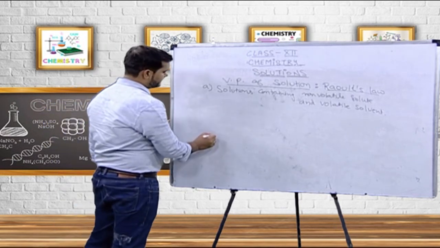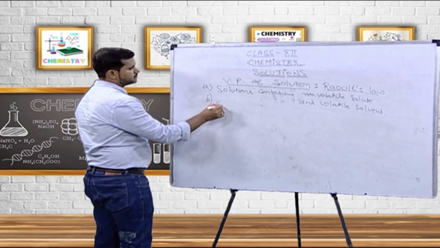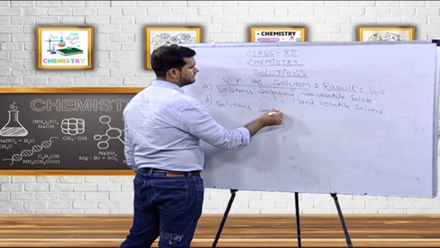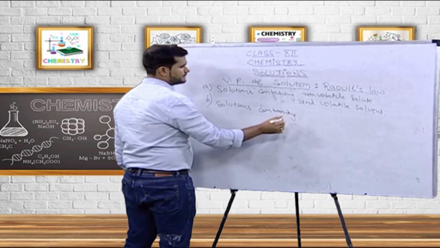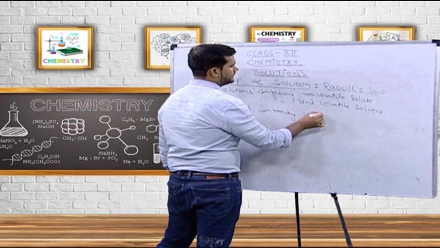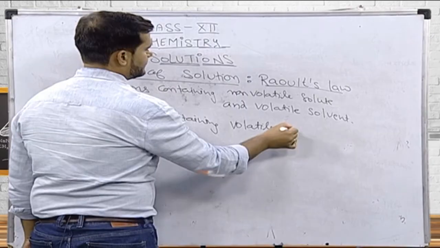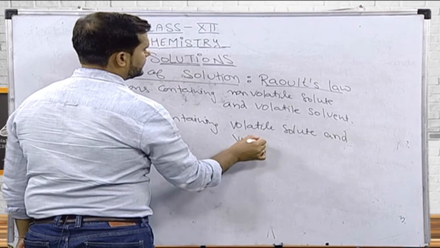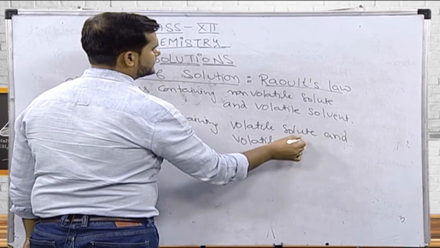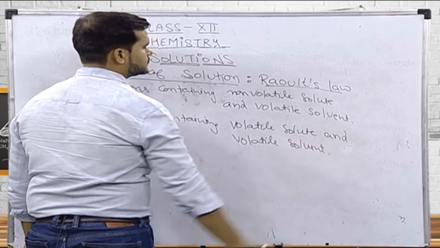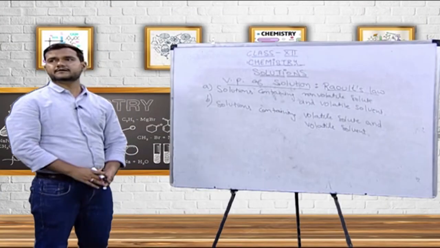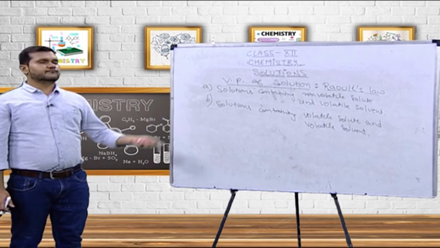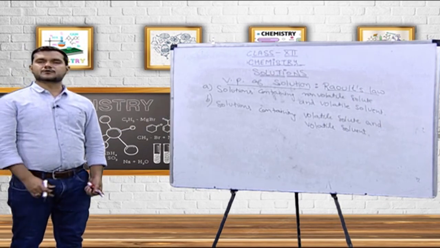And the second type is solutions containing a volatile solute and a volatile solvent. In this, both solute and solvent are volatile in nature. We will discuss them one by one under the heading of Raoult's law.